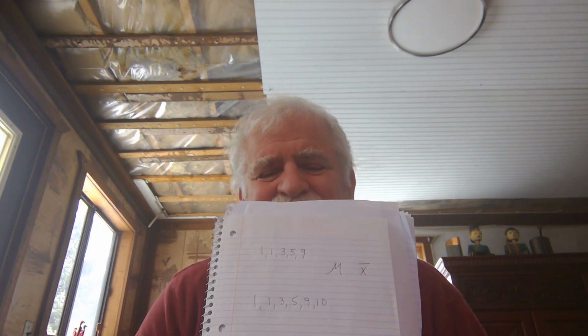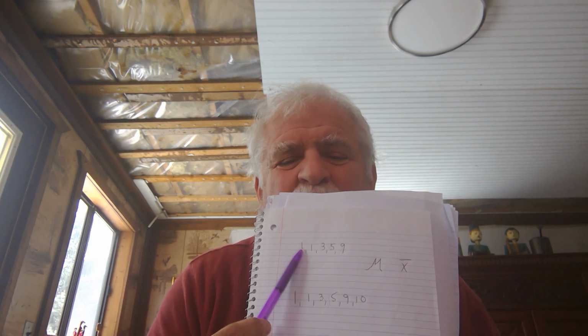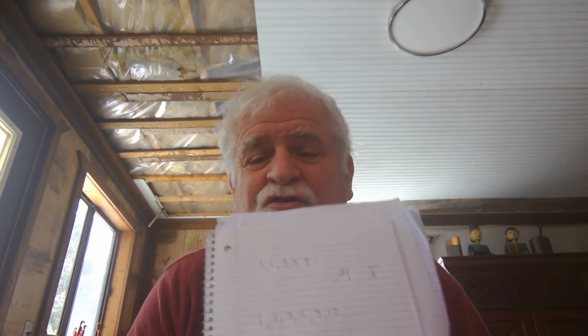The mode is just the number that occurs most often in your list. And in order to get that, you do the same thing. You write the numbers in order, the data in order. Then you look which one occurs most often. Here we got 2 1s. The mode for this list is 1. Okay, so it's just the number that occurs most often.